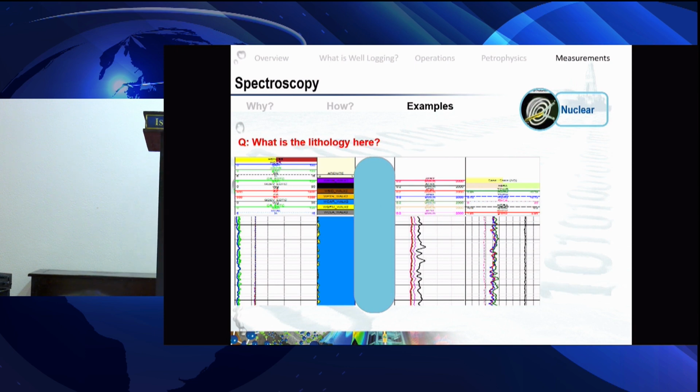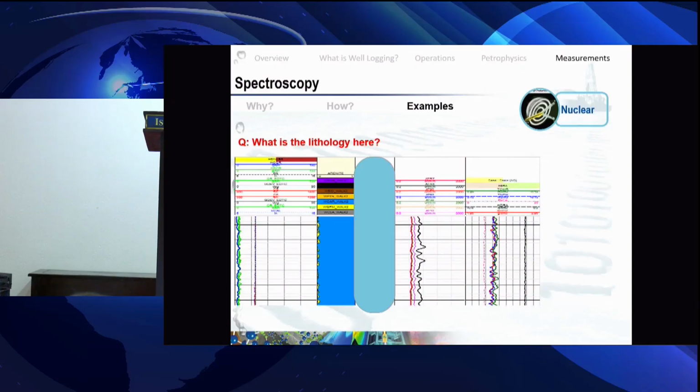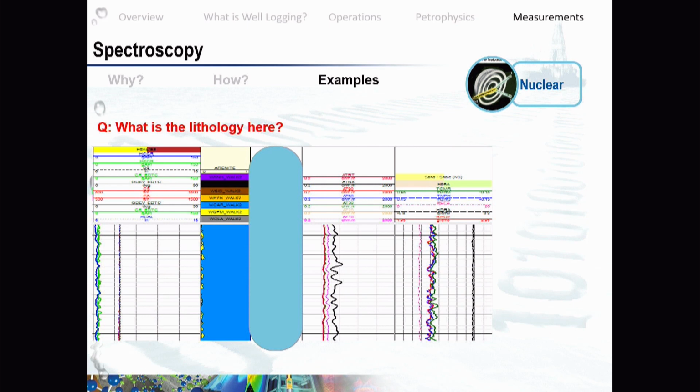Okay, see, the gamma is low. Gamma is low means a clean formation. The clean formation can be sandstone or limestone. Resistivity is low or high based on the porosity, but we are talking about the lithology at the moment, so let's forget the resistivity. Gamma ray tells us clean formation.